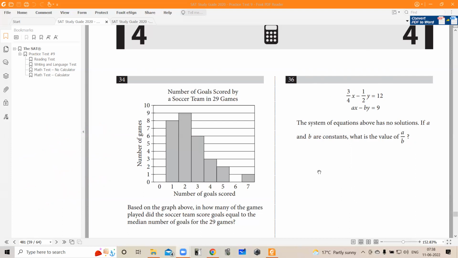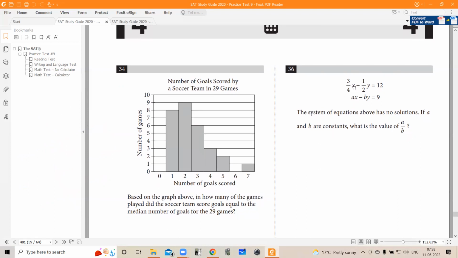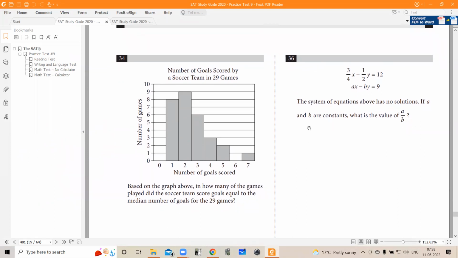All right, so this was 36, systems of equations. And quickly, can you tell me, if you're having 2x² minus 3x plus 7 equals 0, what is the sum of the roots? Directly.